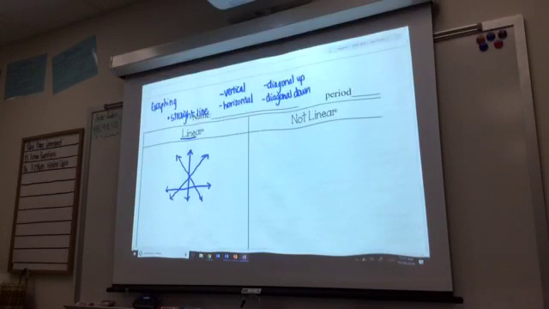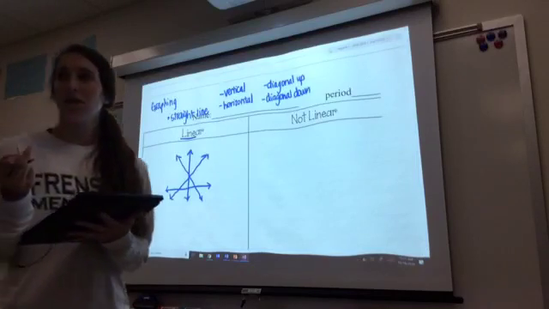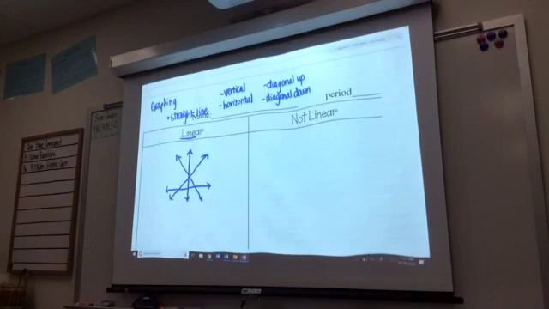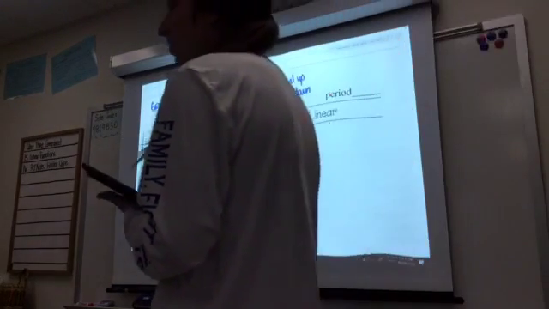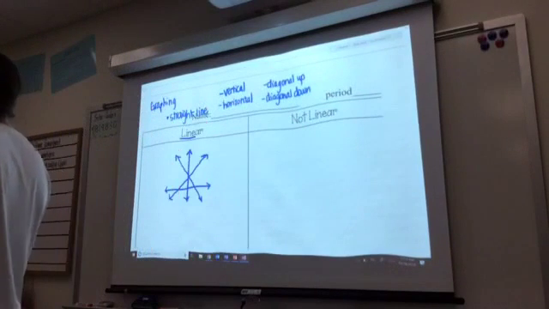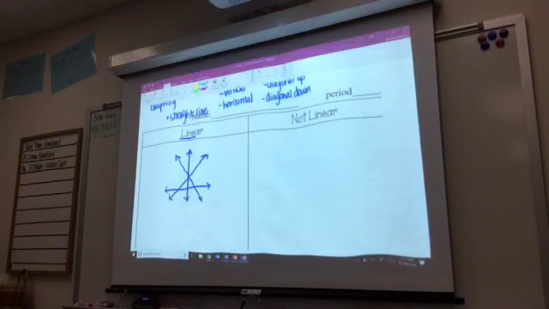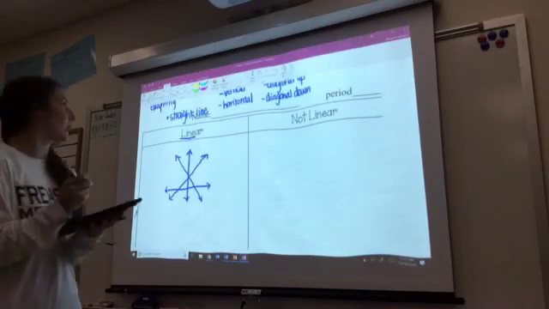Okay, and I'm going to end every line in arrows because lines keep going. Okay, and domain and ranges of linear functions are super easy because there's arrows on the left and right side, top and bottom. So your domain and range for linear functions are usually what? All real numbers. Keeps going. Okay? So those are my linear functions.